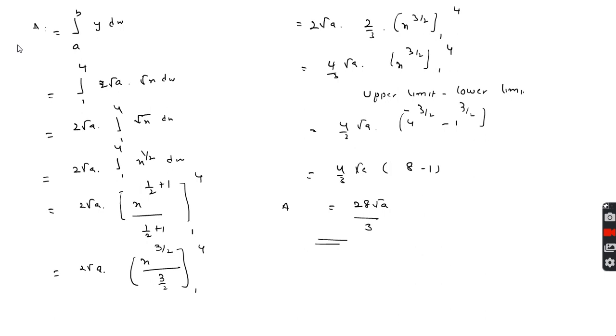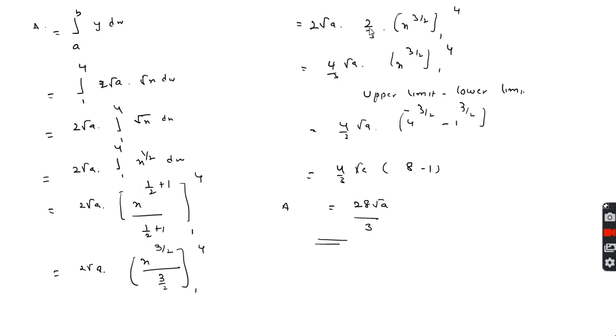Therefore the limits are 1 to 4, 2 root a into root x into dx, and root x can be written as x power of 1 by 2, and here the form is x power n. If the form is x power n, the integration of x power n is x power of n plus 1 by n plus 1. Okay, so we simplify this part, we get x power of 3 by 2 by 3 by 2, and the 3 by 2 will be changed to the other side, that is 2 by 3, x power of 3 by 2, with limits 1 to 4.